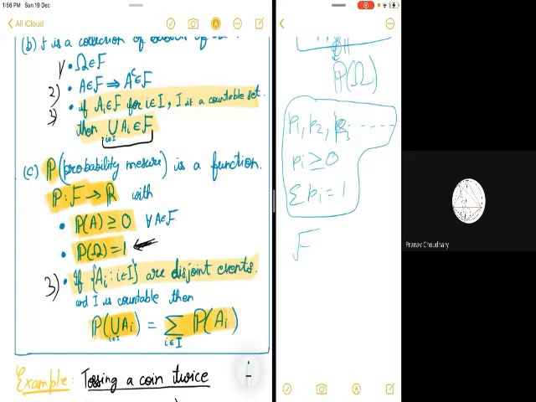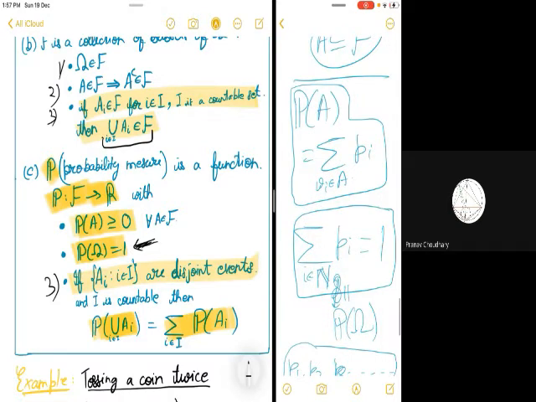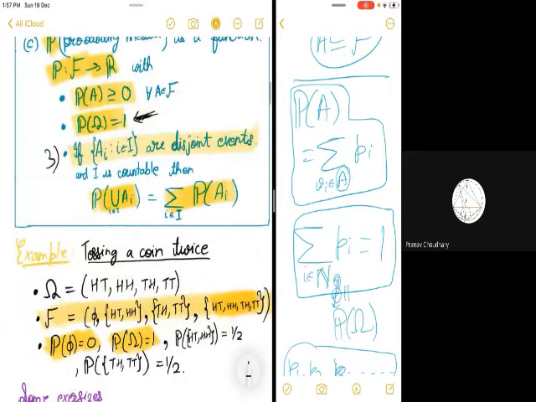And moreover, by this we have classified all the probability measures on F where omega is countable. Notice that we needed omega to be countable because when we are defining the probability of A to be the sum of pi's, then we need A to be countable, because the third axiom only says it for I countable.